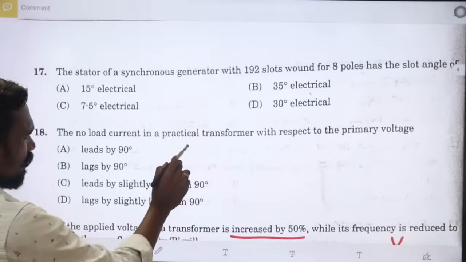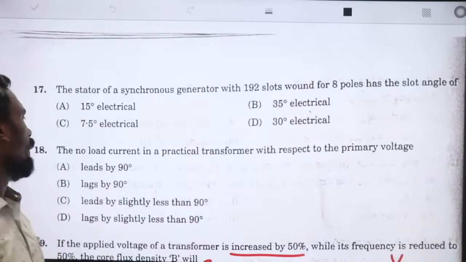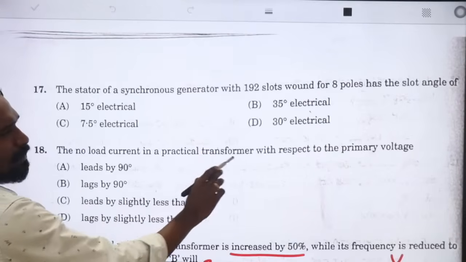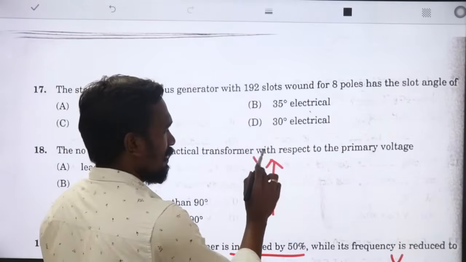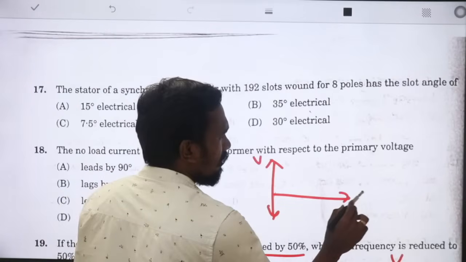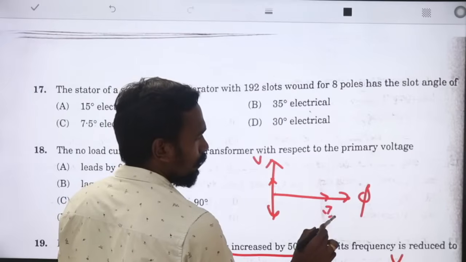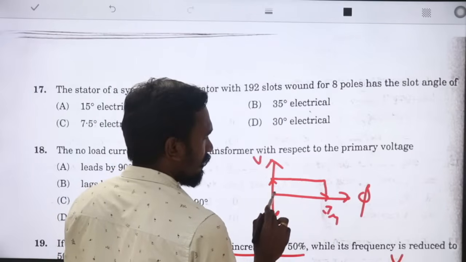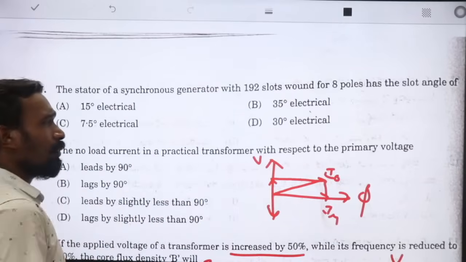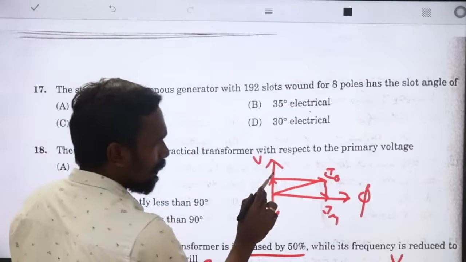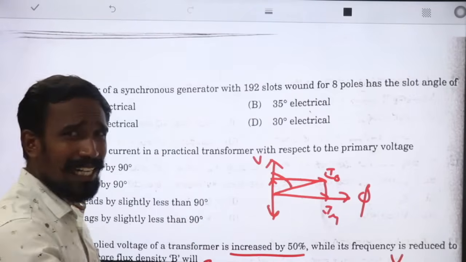This is also a really very easy question. The no load current in a practical transformer with respect to primary voltage. This is our flux phi. Here the IW, here the I mu. The sum of these two is taken as I naught. This is called no load current. The no load current lags the primary voltage, of course, but not by 90 degrees.